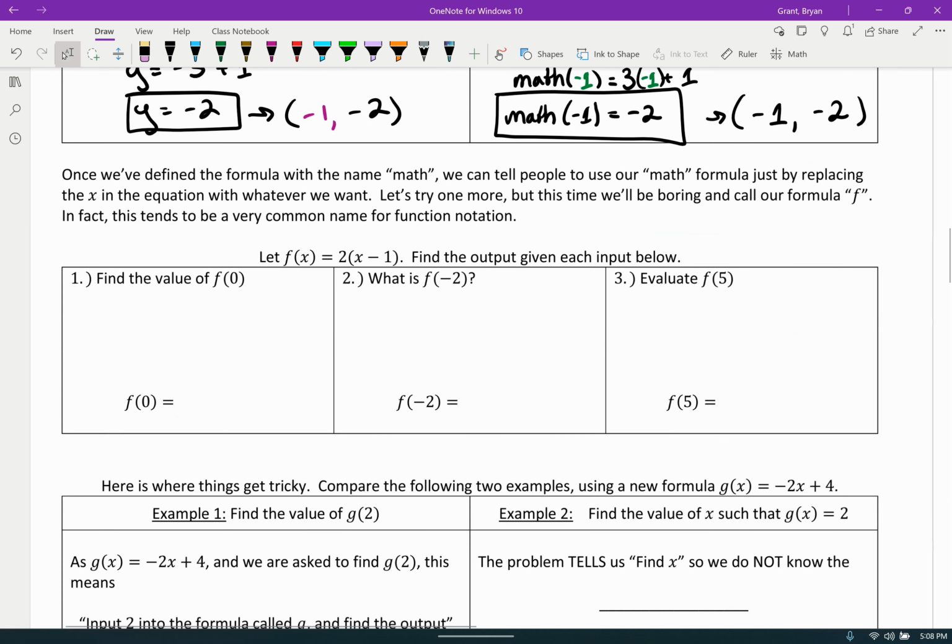But instead of calling our formula math, we're going to use the most common letter that people use for formulas. Instead of using a full name, mathematicians try to be as efficient as possible, and they usually just use a letter. And the most common letter they use for the name of our formula is F. Now, sometimes people say F stands for function. It's kind of true, but I actually prefer to say that F stands for formula.